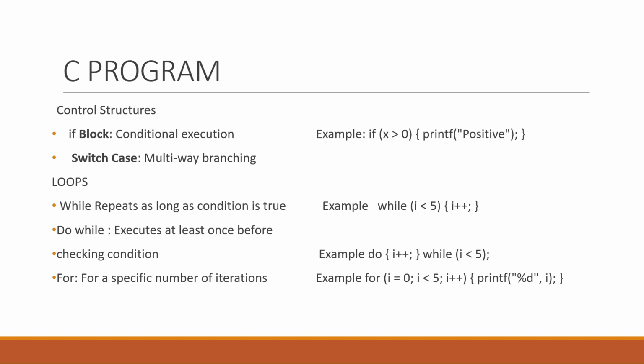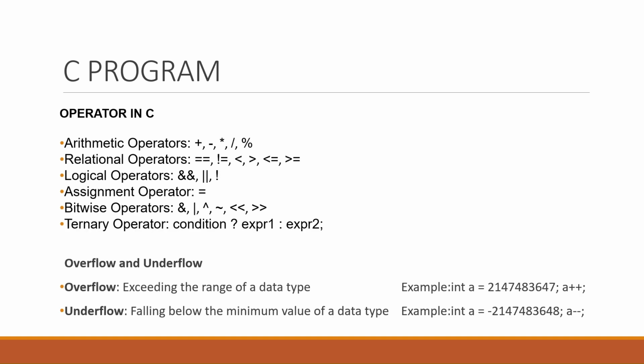Operators in C. Operators in C are arithmetic operators like addition, subtraction, multiplication, division, modulus, etc. Next, the relational operators are equal to, not equal to, less than, greater than, less than or equal to, greater than or equal to, used for comparison of two operands.